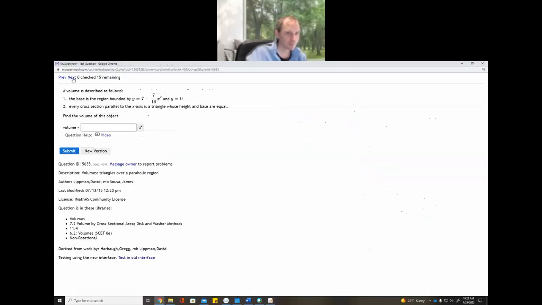And so that makes it easier to see how to set up things like this, where every cross-section parallel to the x-axis is a triangle whose height and base are equal. The idea there is that they're telling you how to set up that area function, A of x. So I have a height and a base. The area of a triangle is one half base times height, and those are equal to each other.